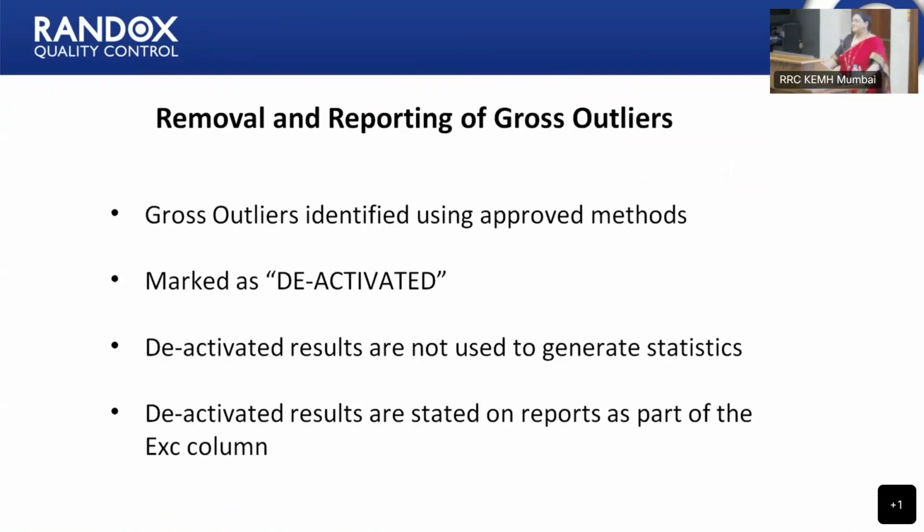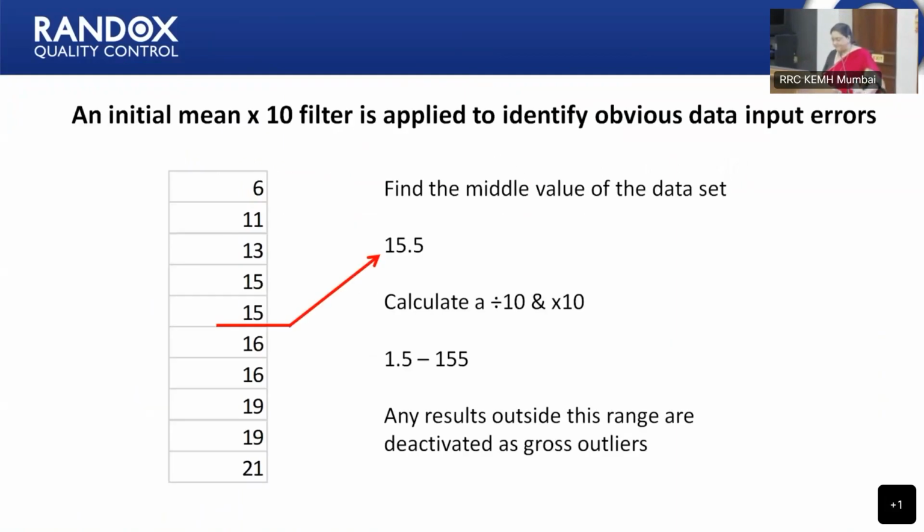The data that has been received is compiled. The gross outliers are identified and marked as deactivated. Deactivated results are not used for the calculations of the peer data, and they are flagged as exclusion. We'll understand how the calculations are done. The data is compiled and an average mean is taken.